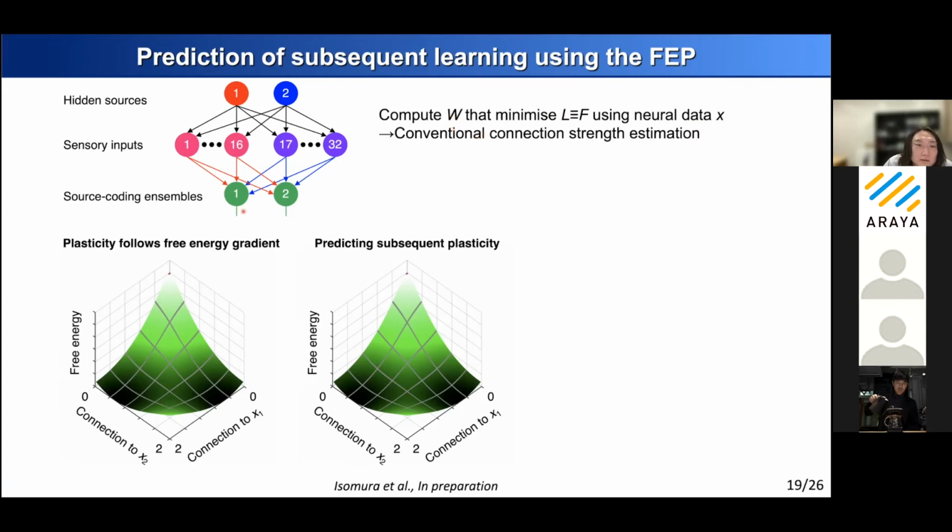Okay. And then in the left bottom figure, we plot the landscape of the variational free energy, which is purely computed theoretically. And according to the free energy principle, neural activity and plasticity follow the gradient descent on the free energy. So if the theory is correct, then connection strengths should follow this gradient. And I will show a movie of the trajectory of synaptic strengths. So I'll show it now.